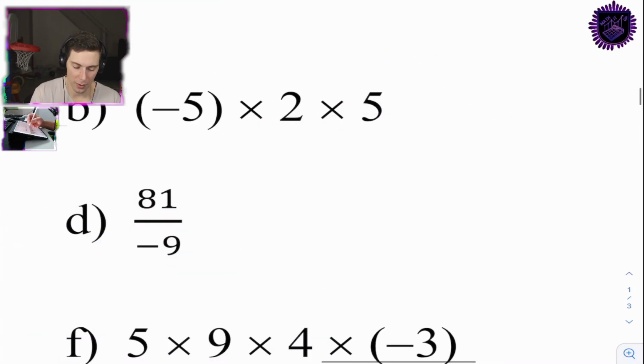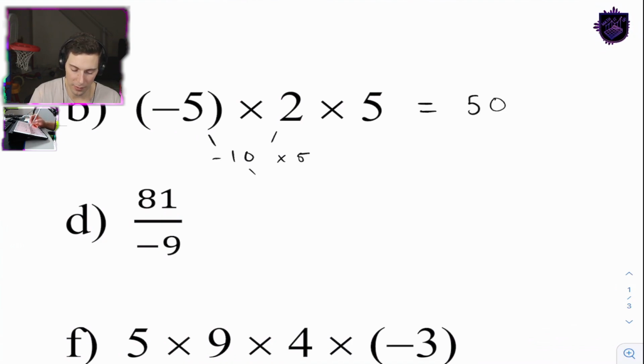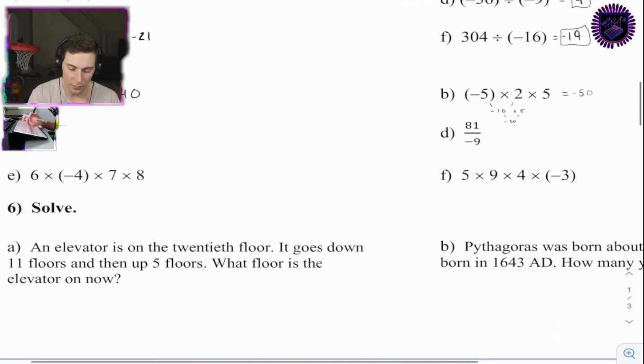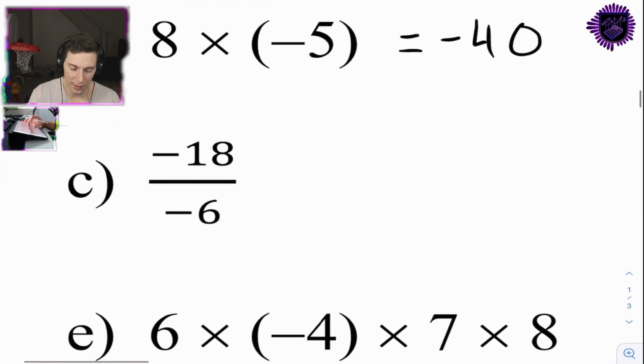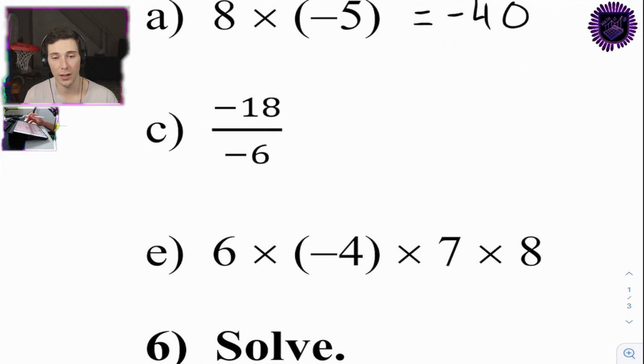Whoa, okay, so we're going to go 5 times 2 is going to be 10, but that'll be negative 10 because we have a negative sign here. And then we have times 5, and that's going to be 50, and it's a negative 50. Negative 50. Okay. 16, 18, negative 18 divided by negative 6.